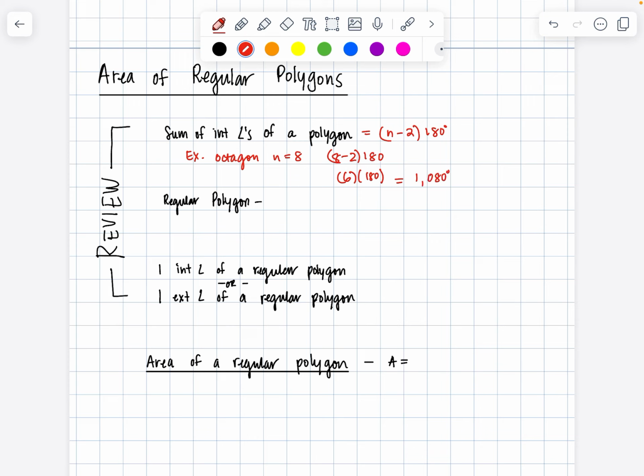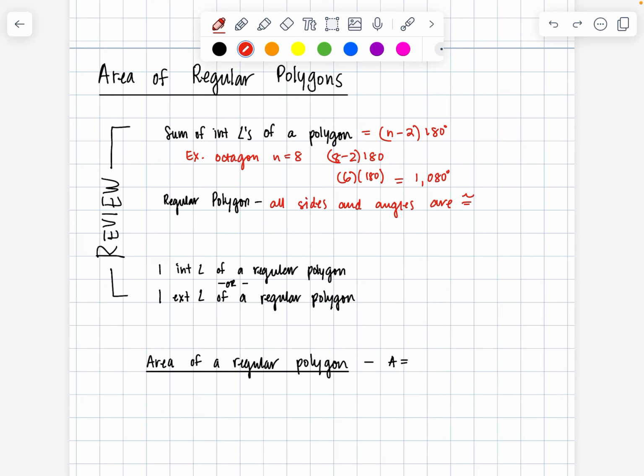Which is equal to 1080 degrees. Okay? So if it's a regular polygon, like I just said, all sides and angles are congruent. So that means if there's a total of 1080 degrees in an octagon, we could divide it by the number of angles there are, which is 8.